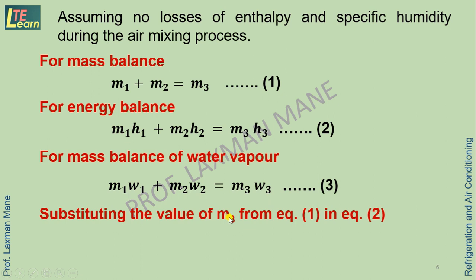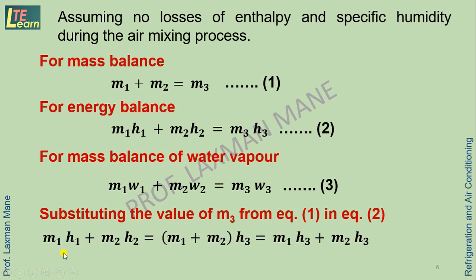Now putting the value of M3 from equation 1 into equation 2, we can have this equation: M1 H1 plus M2 H2 is equal to M3, which we replace by M1 plus M2, into H3. Further simplification: M1 into H3 plus M2 into H3. Then we take together the terms of M1. So we find here M1 into H1 minus H3 is equal to M2 into H3 minus H2.